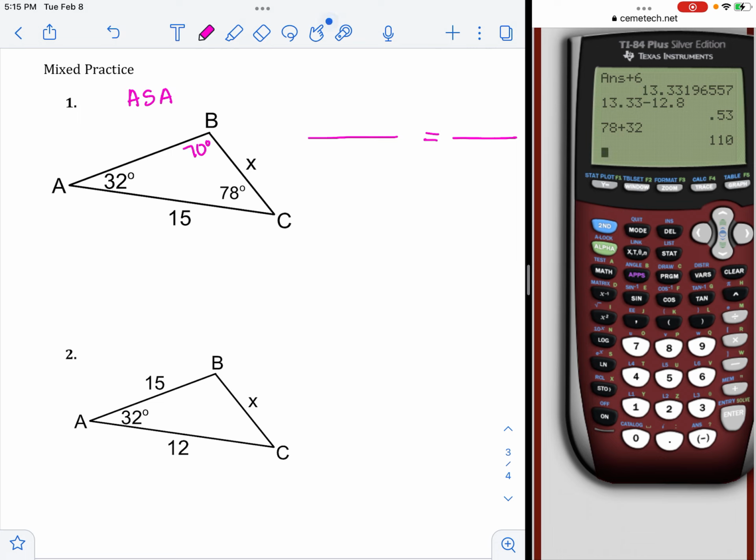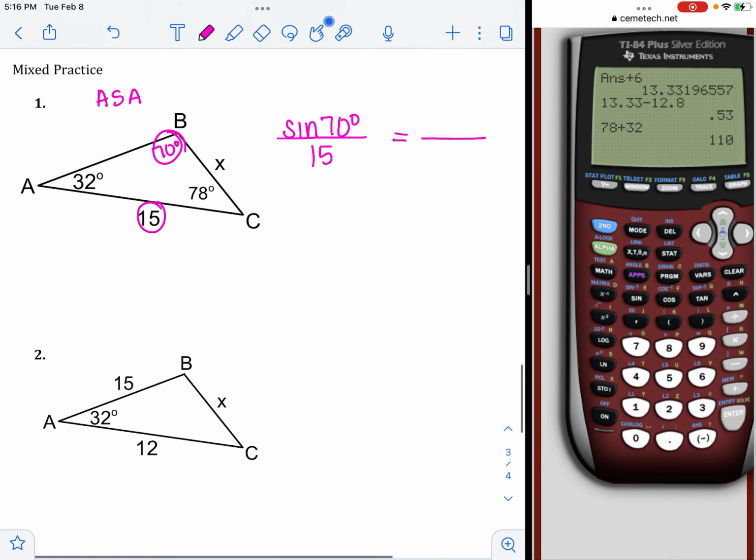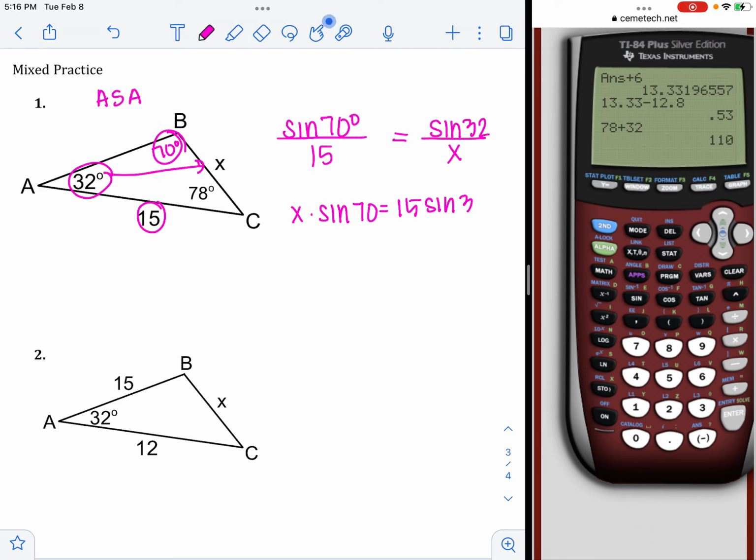All right, so now I'm going to start with the ratio I do know, which is sine of 70 over 15. So I needed that 70. And then solve for x, which is across from 32. So I'm going to use sine of 32 over x. Cross multiply and solve for x. X times the sine of 70 is equal to 15 times the sine of 32. Divide by sine of 70 to get x by itself. Put that in my calculator. 15 sine of 32, close the parentheses on the 32, divided by sine of 70.